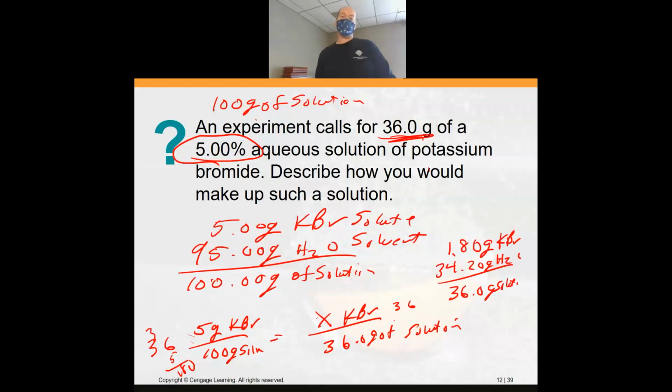When you solve for this, you get the mass of KBr, which was 1.80 grams, if I multiplied my numbers correctly and then divided correctly. So I know that I need 1.80 grams of KBr to make 36 grams of this solution, which means I needed to add 34.20 grams of water, because here's my solute, here's my solvent, and here's my solution. All right, and we will pick up there next time.